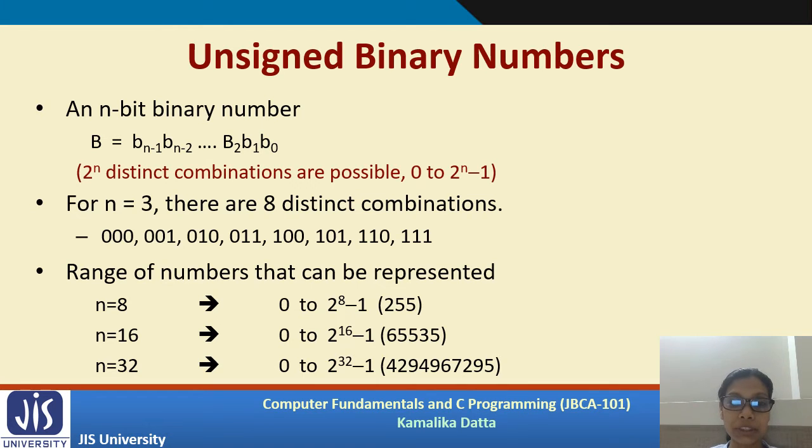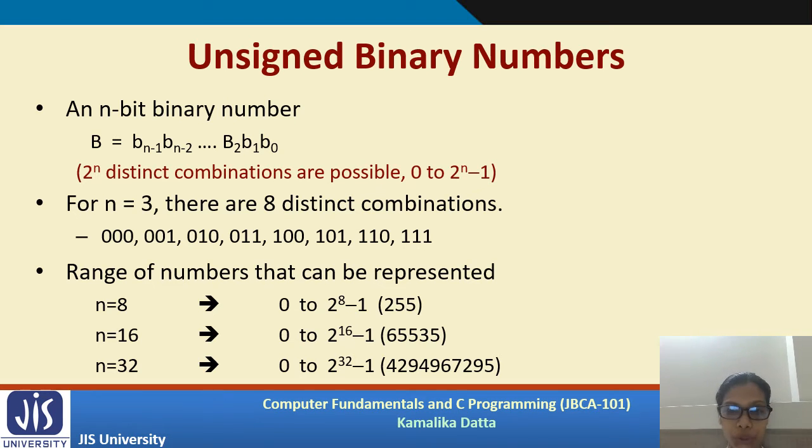So let us see for n equals 3. For n equals 3, there will be 2 to the power 3, that is 8, distinct combinations, and those 8 distinct combinations are starting from 0 till 2 to the power n minus 1. 2 to the power 3 is 8, minus 1 is 7. So we can represent numbers starting from 0 until 7. Similarly, for any other range, n equals 8, n equals 16. So this is the largest number that I can represent using unsigned binary numbers.